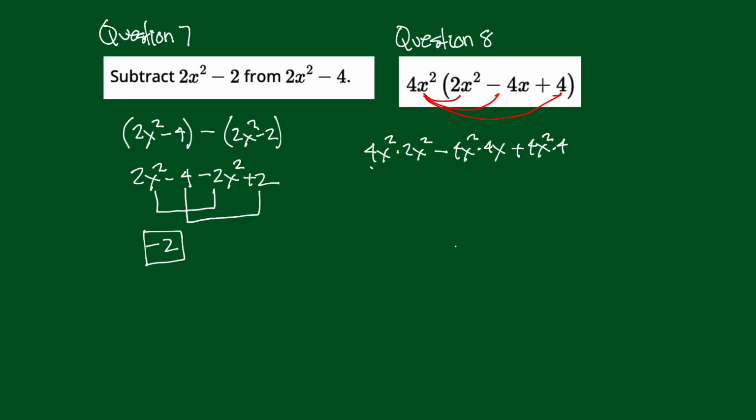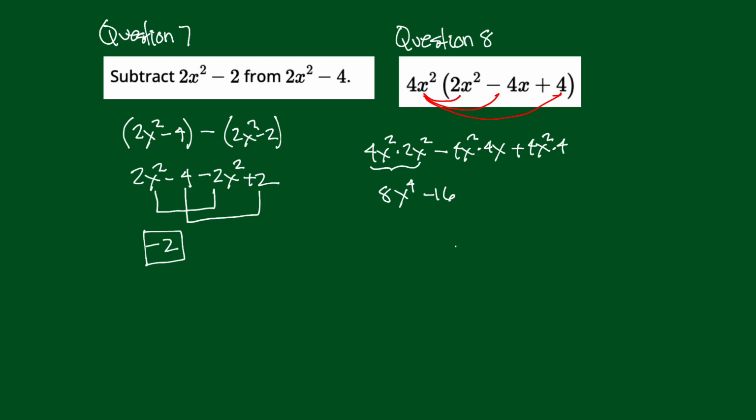So let's do this now. Right here, 4 times 2 is 8. Now x squared times x squared. I'm multiplying, so what do I do with the exponents? I add them. So 2 plus 2 is 4. And then over here, I think of it this way. It's really not, but I think of it this way, and it works. Negative 4 times 4, that's negative 16.